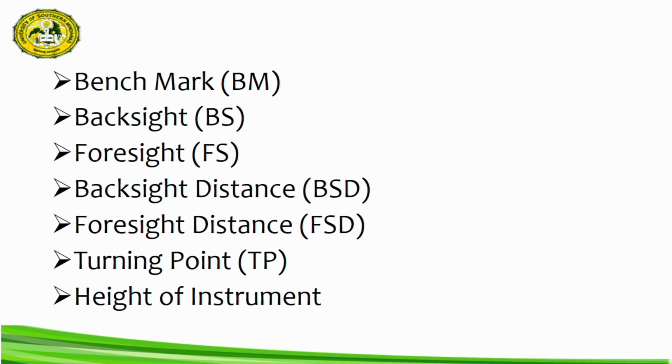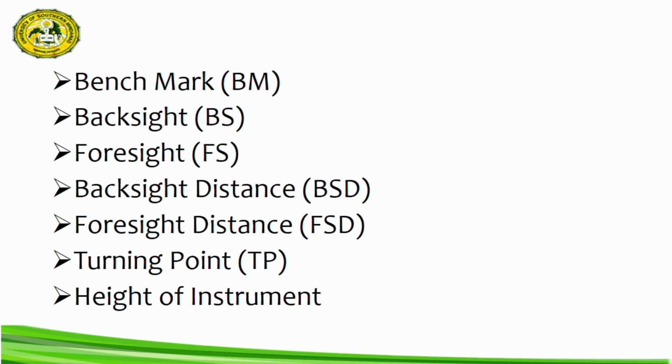Next, backsight distance or BSD. Backsight distance is measured from the center of the instrument to the rod on which a backsight is taken. Next, a foresight distance or FSD. It is the horizontal distance from the center of the instrument to the rod on which a foresight is taken and referred to as the foresight distance.